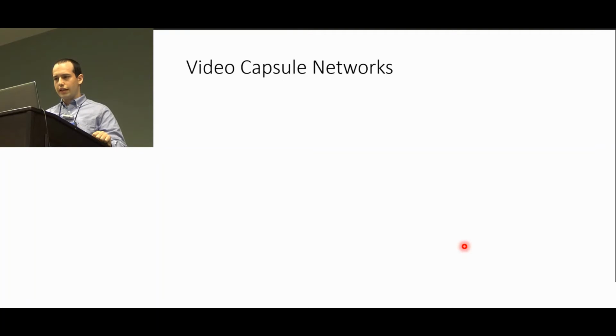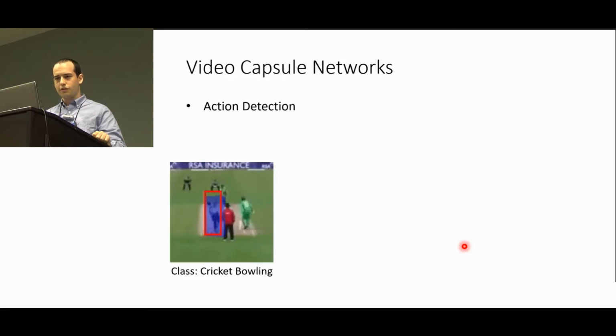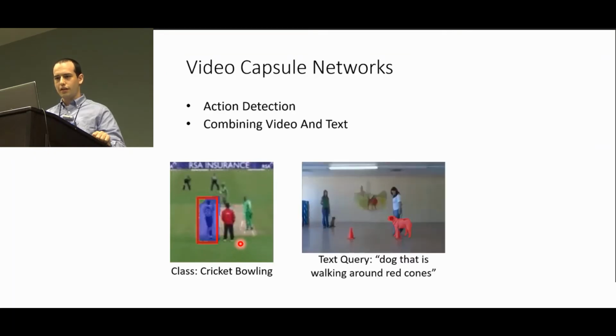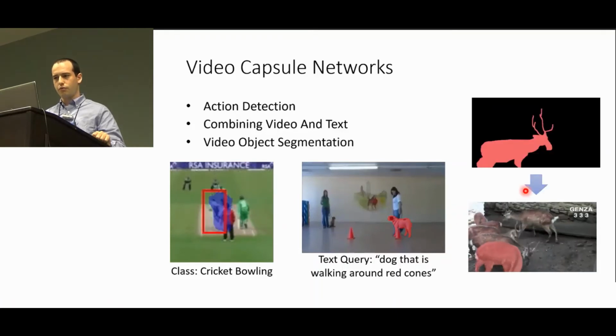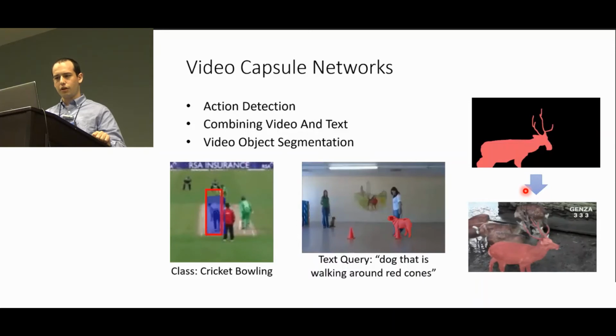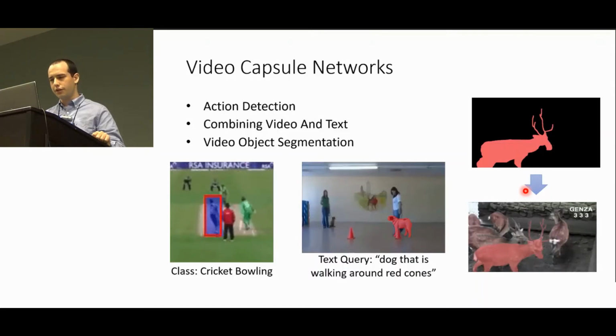I'll now talk about video capsule networks, specifically on three different tasks. The first is action detection, where we want to localize and classify humans doing actions in videos. The second is a multimodal task, where we want to segment an actor from a video based on some textual query. And the third is semi-supervised video object segmentation, where we have the first frame of the video segmented and we want to propagate that segmentation throughout the video.